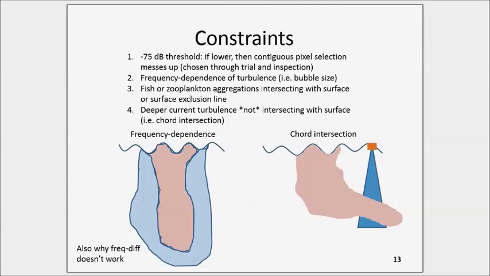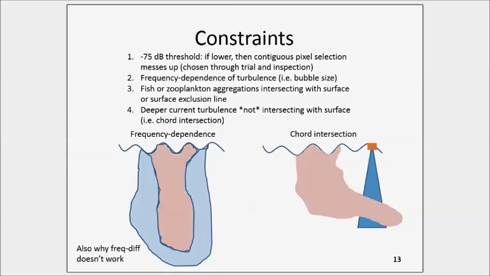If you go to the next slide, number 13, just thinking through some points I'd like to make about constraints with this. First, we do use a minus 75 dB threshold over the whole raw echogram. We found that if it was a lower threshold than that, it really kind of messes up your contiguous pixel selection in the turbulent features that you're trying to extract. And how did we get there? It was really a trial and inspection, given a place that we were comfortable with, what we know was biology and what were bubbles.